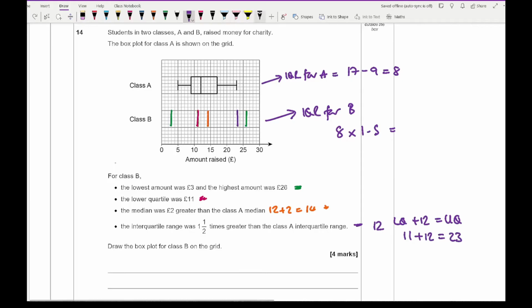And the next thing for me then to do is turn this into a box whisker diagram or box plot. So I join the lower quartile and the upper quartile and draw my whiskers, and it should look something like that.